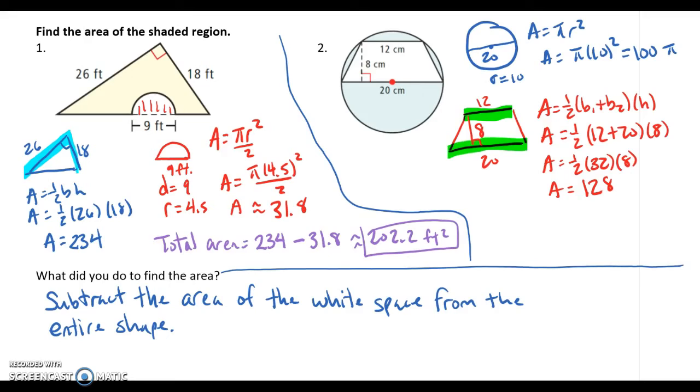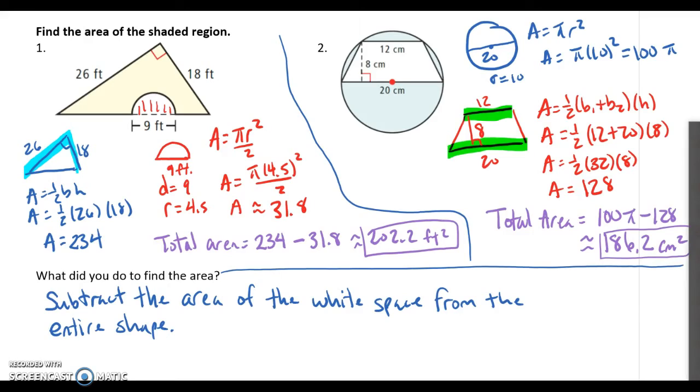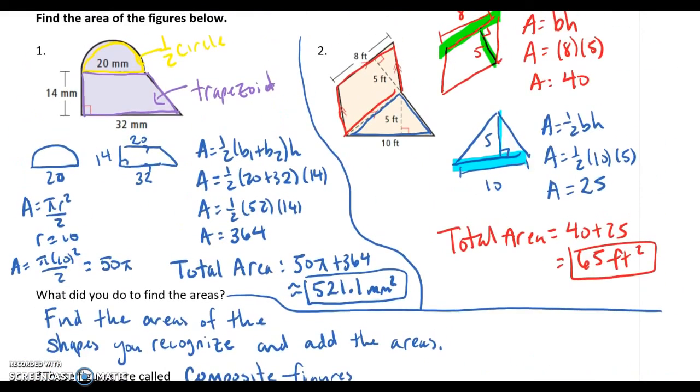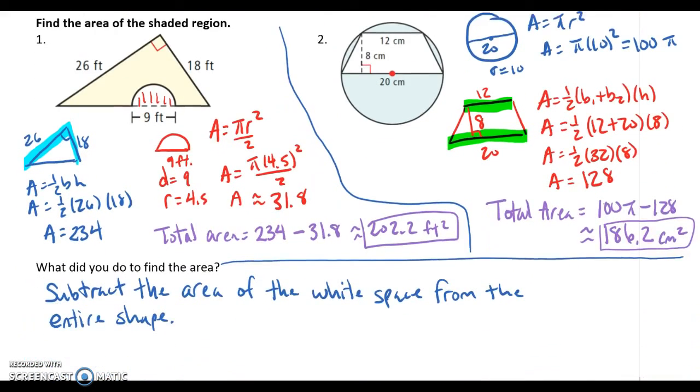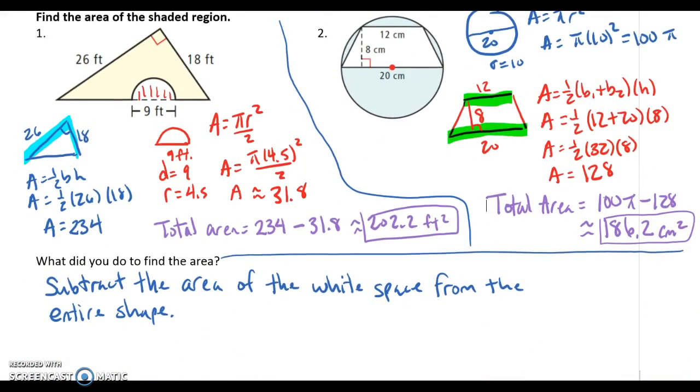Now remember, we're going to take whole shape minus the white space, and we'll get our total area. So circle minus trapezoid, 100 pi minus 128, is about 186.2 square centimeters. All right, so that's really it for composite shapes. You want to take a look and see, do we have a hole cut out of it? Or, like above, do we stack them on top of each other? We're going to add, subtract, or maybe even do a combination of 2 if we're up for that challenge, right? So we'll just look at that shape and look carefully at the shaded regions.